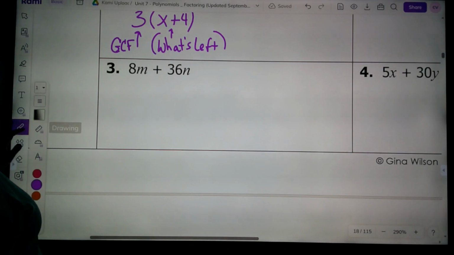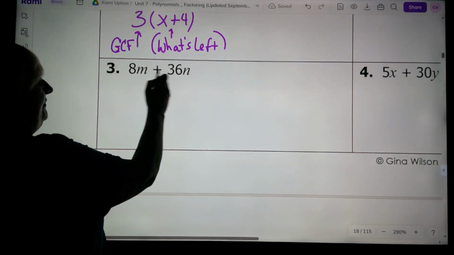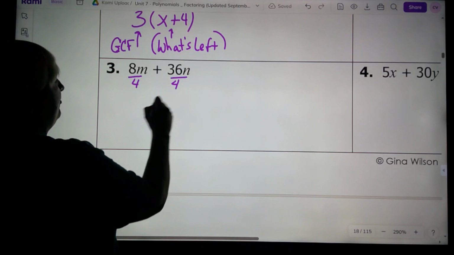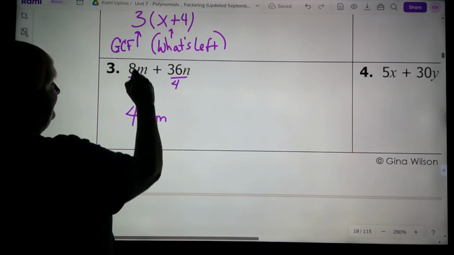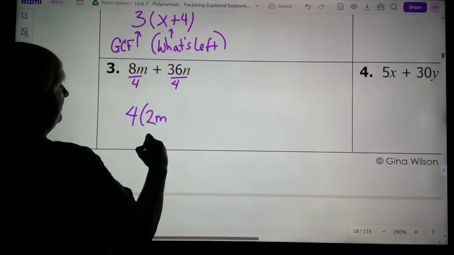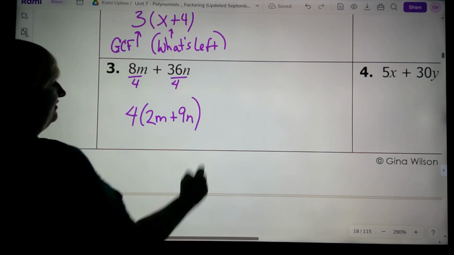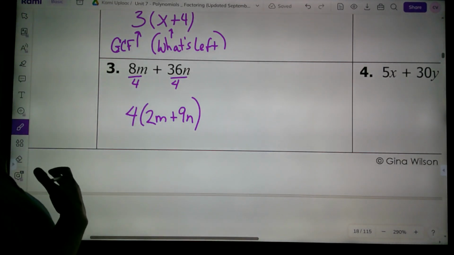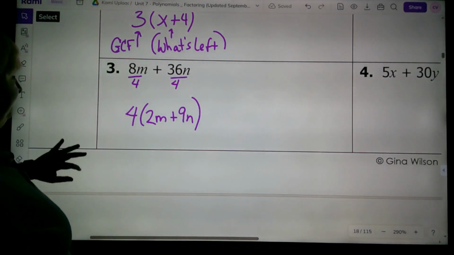Eight and 36. Both can be divided by 4. M and N, no common factors. Both can be divided by 4. So that leaves me with 2m, right? 8 divided by 4 is 2. Plus 36 divided by 4 is 9n. All I did was pull out the only thing they have in common. That's factoring. Pull out the thing they have in common.